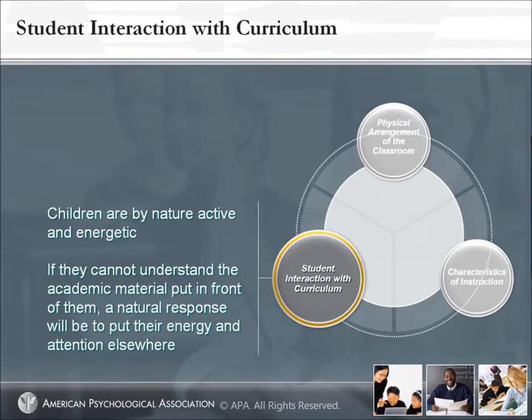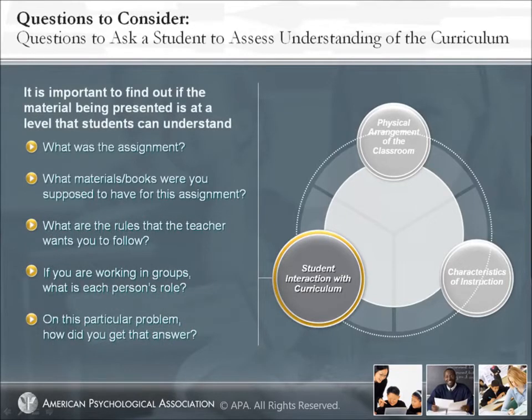Thus, it is important to find out if the material being presented is at a level that students can understand. Due to a range of abilities and skills among students, this understanding is highly specific to the individual. It is very valuable to ask students how much of their assignments they clearly understand. The answers may surprise you and can often provide a key to better instruction for students who are having difficulty.